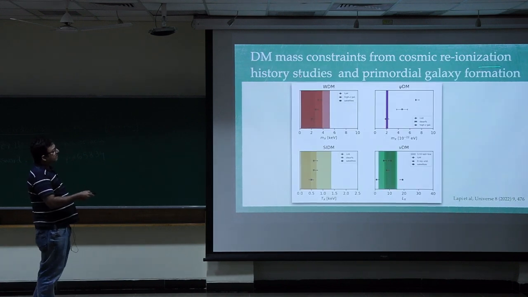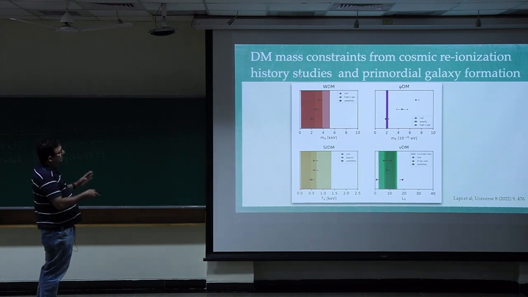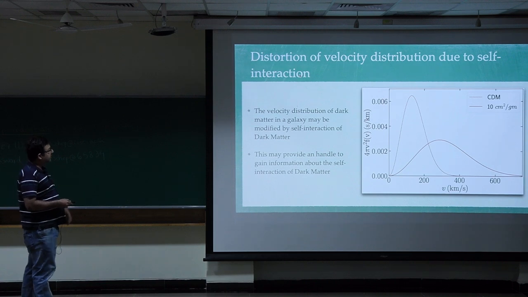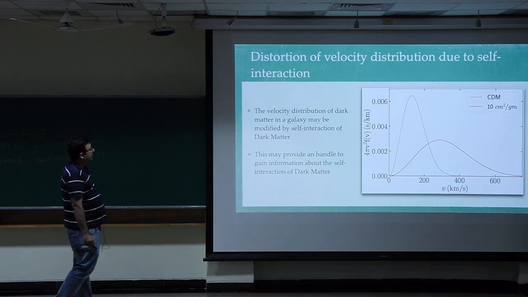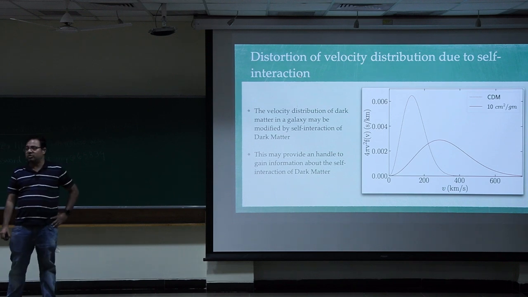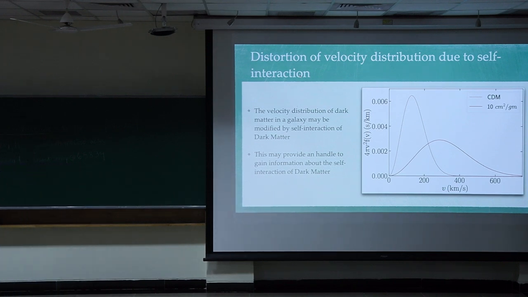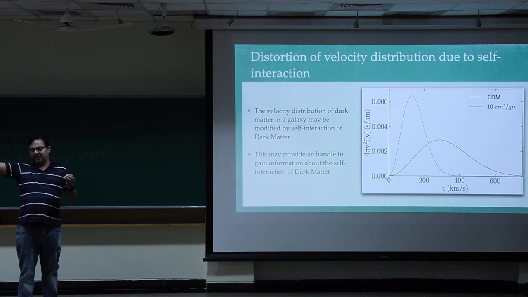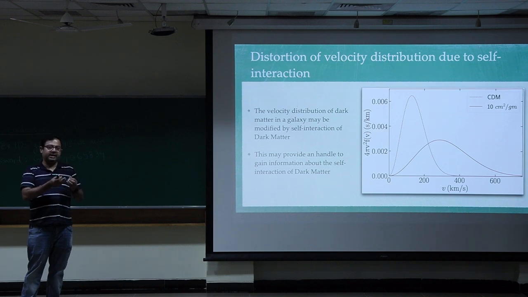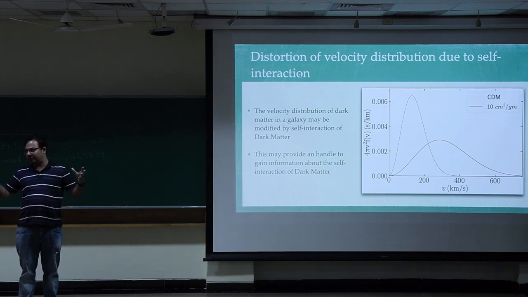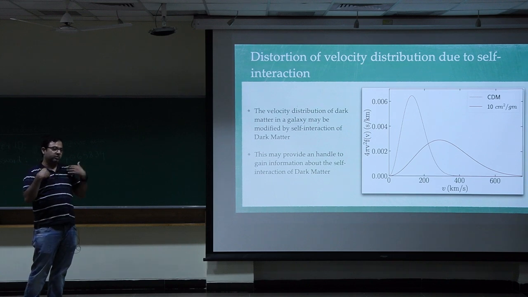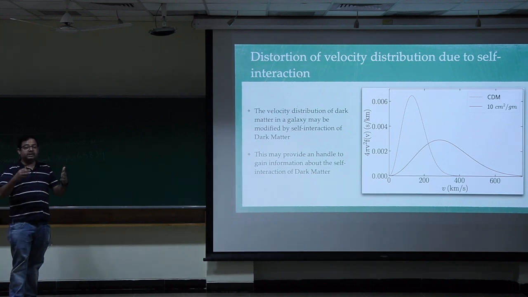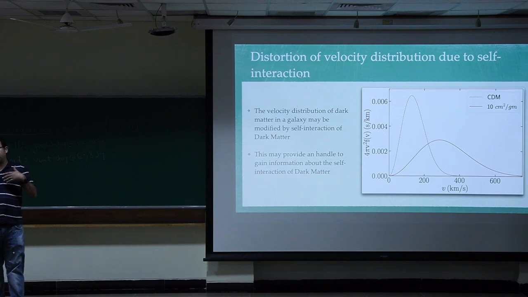You can also get limits on these kinds of dark matter models. Okay, let me just leave this for lack of time. Let me just keep with SIDM for now. The other thing that you can also think about is the effect of self-interacting dark matter on the distribution of matter in galaxies. The other distortion that you can expect from self-interaction in structure formation is in its velocity distribution. So if you have self-interaction, the velocity distribution function will also be distorted.